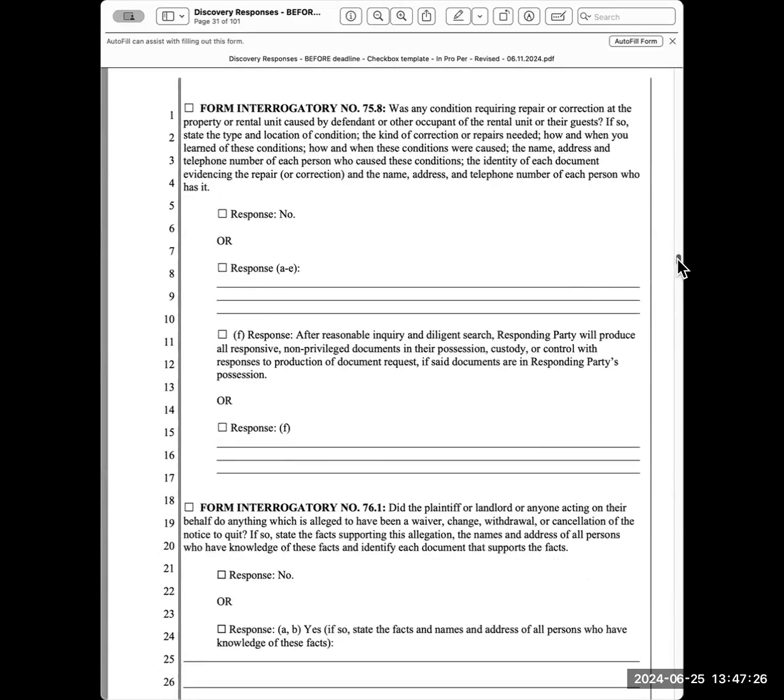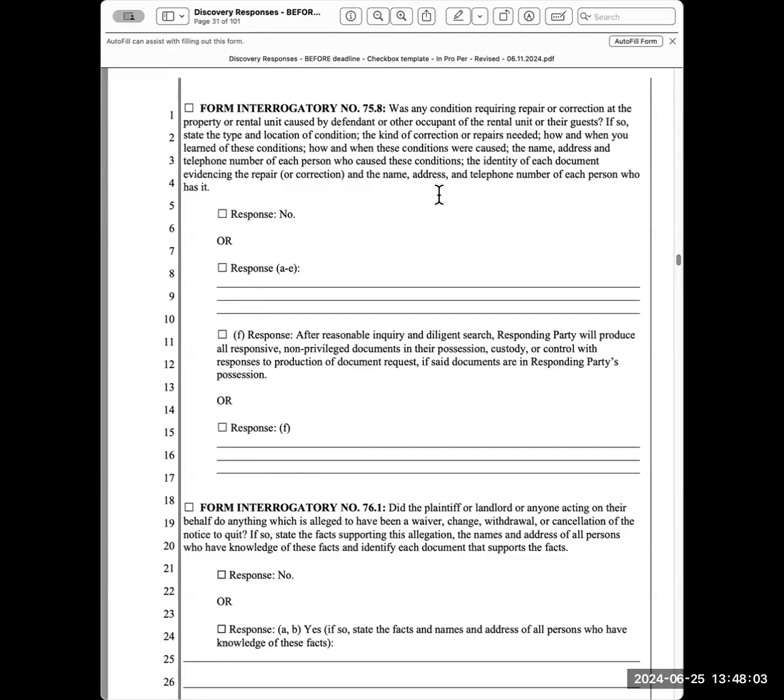75.8 is asking, was any condition requiring repair or correction at the property or rental unit caused by the defendant or any occupant of the rental unit or their guests? If so, state the type and location of condition, the kind of correction or repairs needed, how and when you learned of these conditions, how and when these conditions were caused, the name and address and telephone number of each person who caused these conditions, the identity of each document evidencing the repair or correction, and the name, address, and telephone number of each person who has any document.